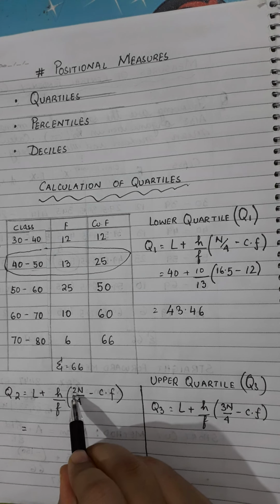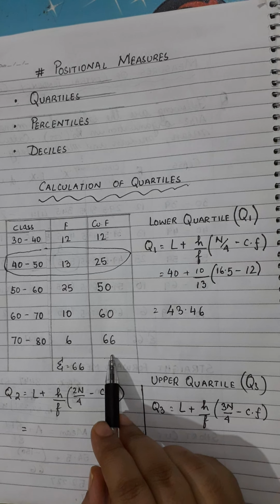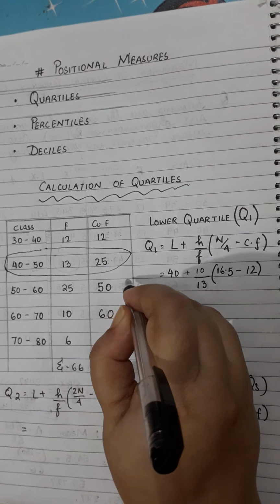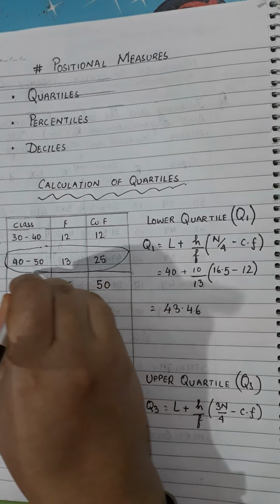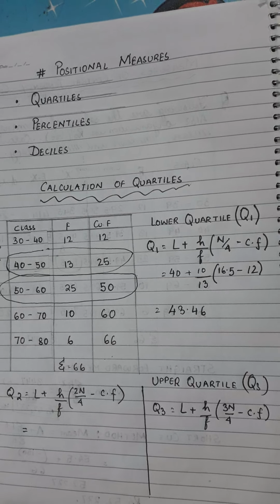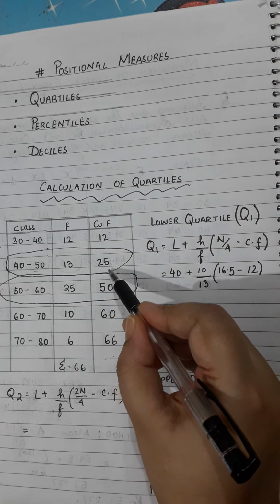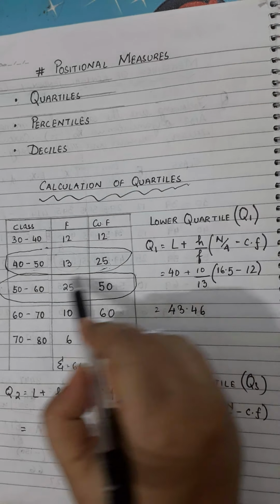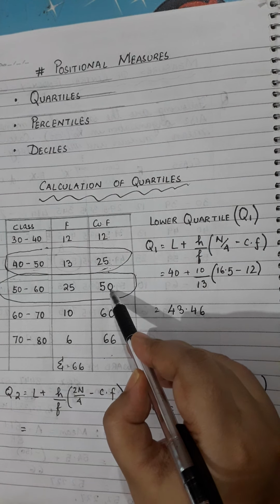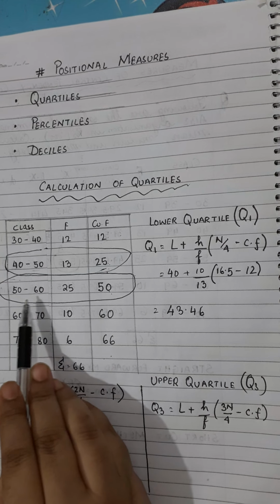So we have to take 2n by 4, so the 2 gets cancelled, it's n by 2th. So 66 by 2th, that is the 33rd element that we have to search for. So we find that the 33rd element will be coming in this particular class, right? It will come in this class because the 25th item will be here, and from the 26th item to the 50th item it will be in this class, having the values between 50 to 60.